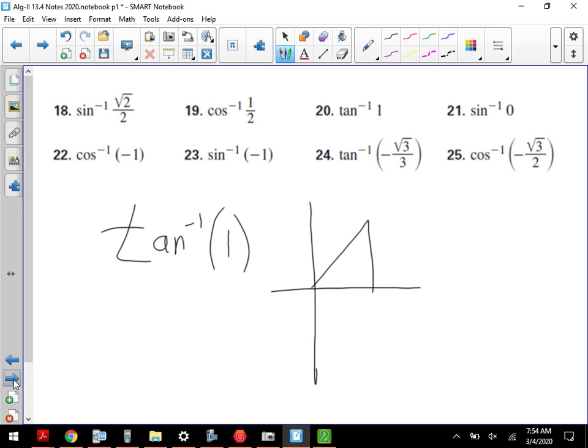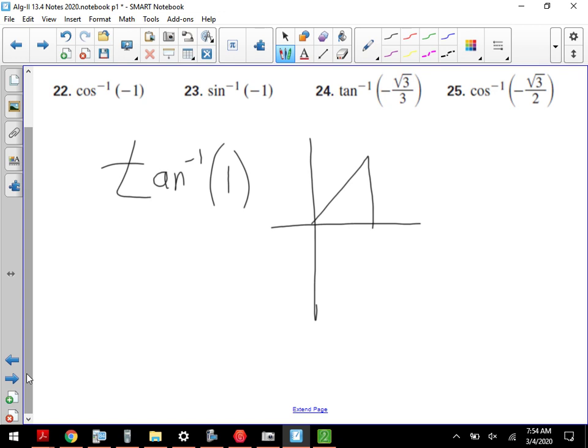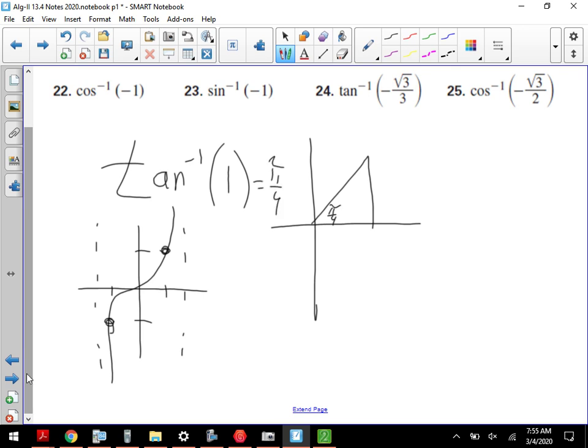Tangent can be 1. Remember, tangent can be 1. Sine and cosine can also be 1. Remember how I did that rough sketch of tangent? It's 1 at pi over 4. It's negative 1 at negative pi over 4. At 45 degrees, it's the same as your opposite and adjacent, isn't it? That's where you get your tangent to 1. So here, that means your theta value was pi over 4. So your answer is pi over 4.